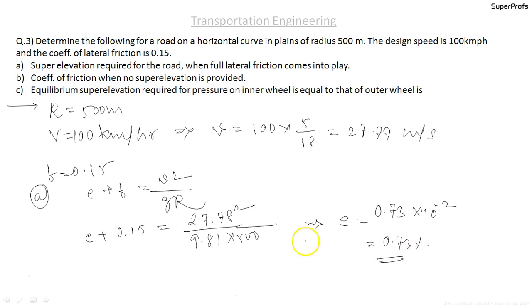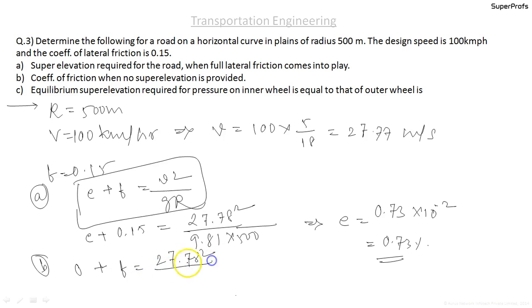Moving on to question B, they're asking the coefficient of friction when no super elevation is provided. Using our basic formula, E equal to 0, and F is what, with V as 27.7 square upon 9.81 into 500, the same thing. Then F calculated is 0.157. Just a very simple question, guys.